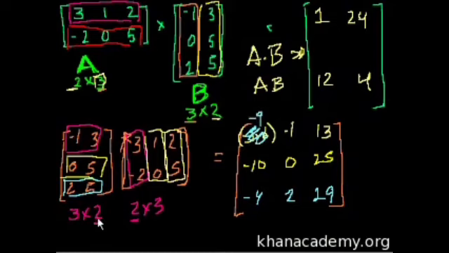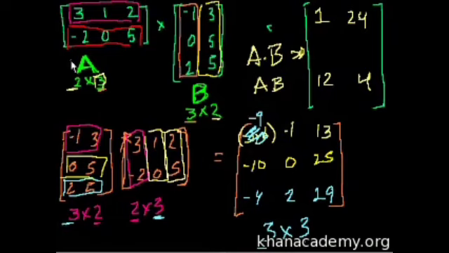We multiplied a 3 by 2 matrix times a 2 by 3 matrix, and we got a 3 by 3 matrix. And where did that 3 by 3 come from? Because this 3 is the number of rows in the first matrix, and this 3 is the number of columns in the second matrix, which makes sense because we got our row information from the first matrix and our column information from the second matrix.